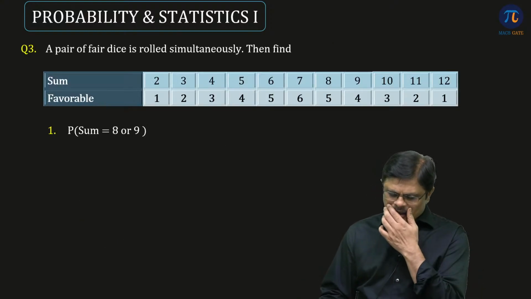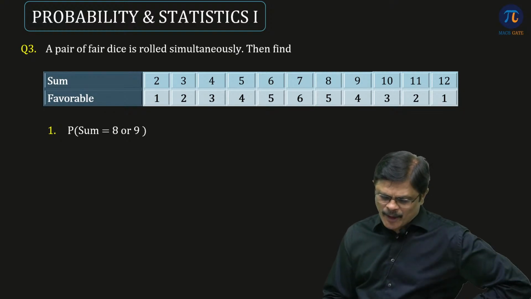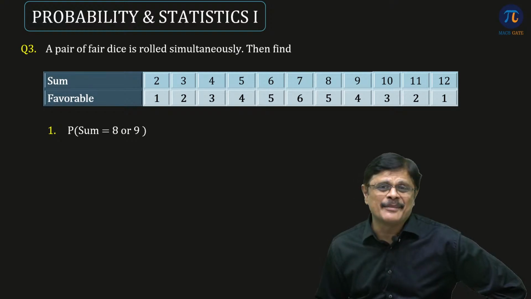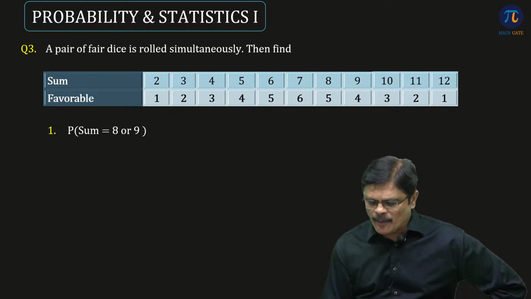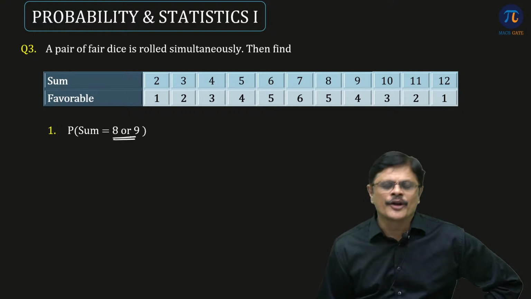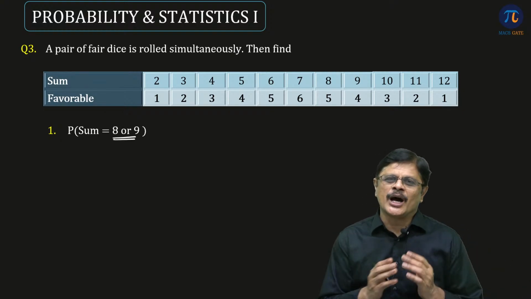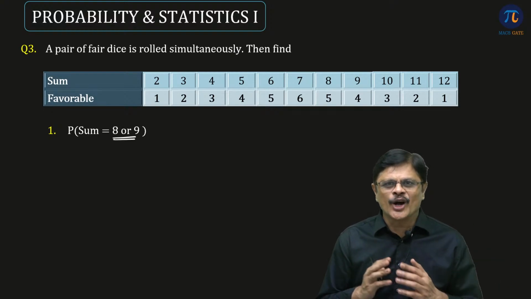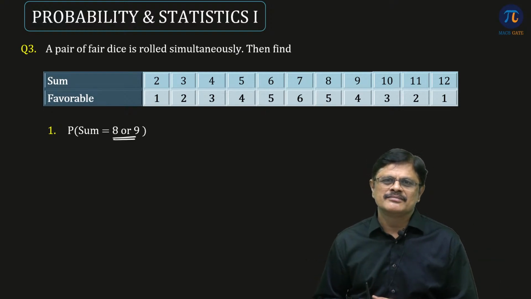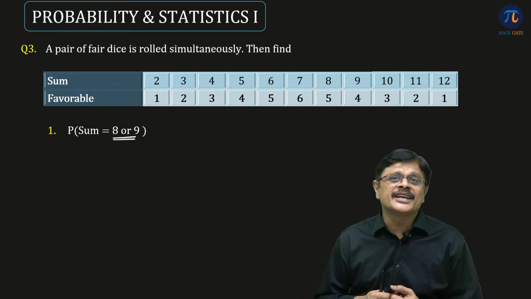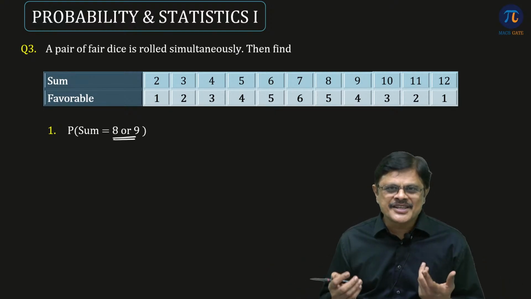Right. Now let us see some important problems. A pair of dice is rolled simultaneously. Then find the probability that the sum is 8 or 9. See, we already solved this type of problem because the outcomes which give sum 8 and the outcomes which give sum 9 are completely different. Can I use the addition theorem here?